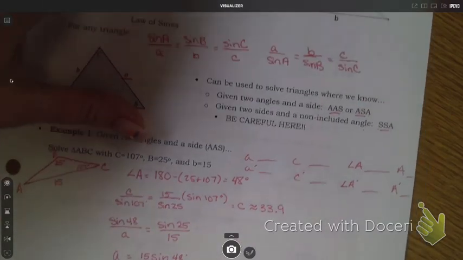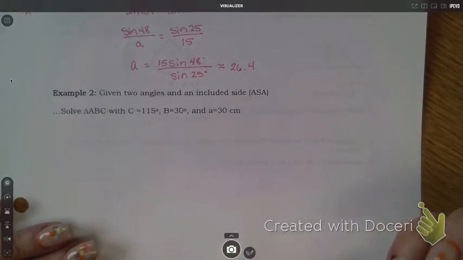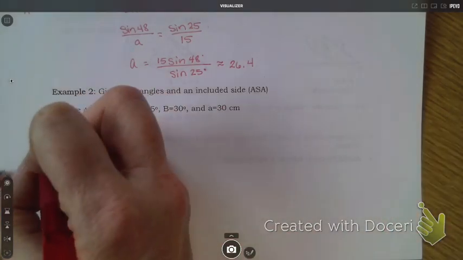So let's do another one. What's the first thing I do on number 2? Draw your triangle. There's no complete set, by the way. There is not.